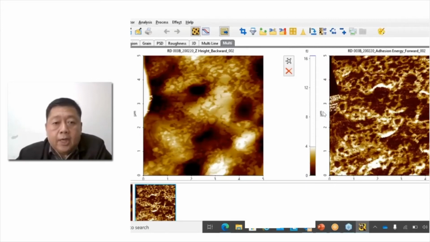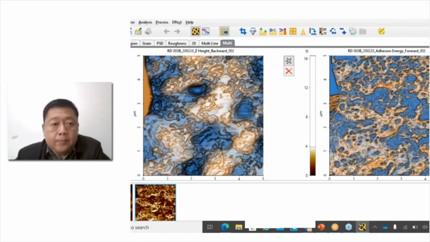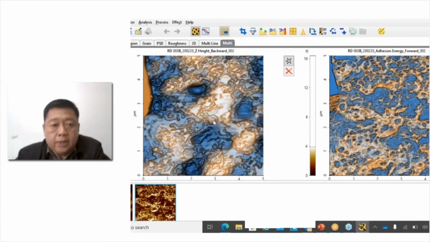On the left here is the height, or the topography, and on the right the adhesion energy. Some people feel that the color is not clear, but we can change this into a different color tone. Compare this one and this one. Let's take this spot in the middle. The height one is referring to this, which is the low adhesion energy compared to this. So it's very clear that this is the coating material, and it is higher than the natural rubber.